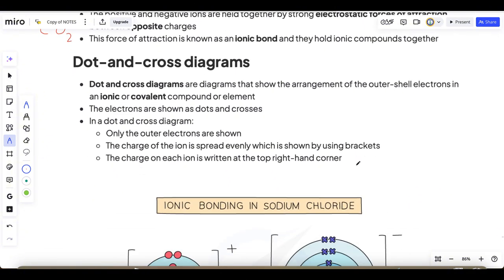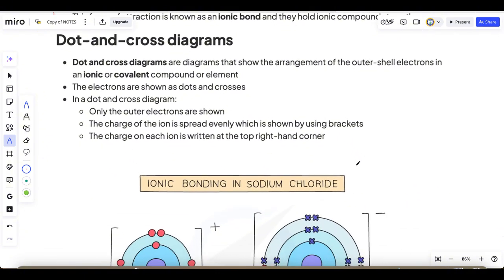Now let's briefly take a look at the dot and cross diagram, which I have already explained. The dot and cross diagrams are used to show the arrangement of electrons in the outer shells, in any electronic configuration, of an ionic or covalent compound or an element. So you can use the dot and cross to show ionic compounds, covalent compounds or elements. The electrons are shown as dots and crosses.